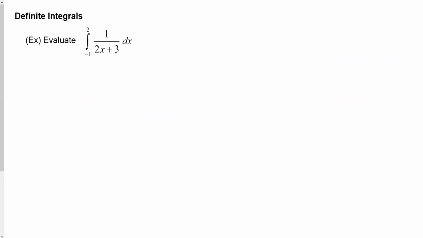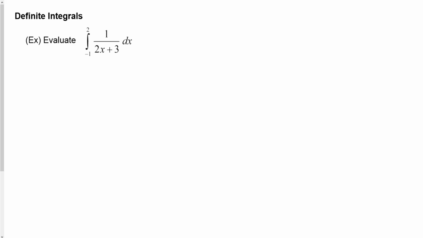Another example, this time involving a definite integral. So I want to evaluate the integral from -1 to 2 of 1 over 2x plus 3 dx. The way that I can do this is if I notice that having a rational function here generally indicates that I probably need to use a logarithmic rule, and that the derivative of the denominator is really close to what the numerator is.